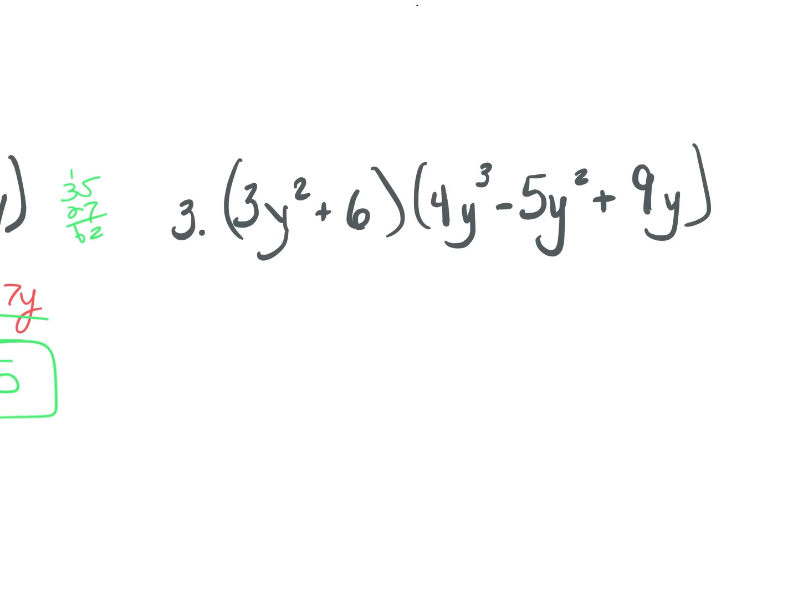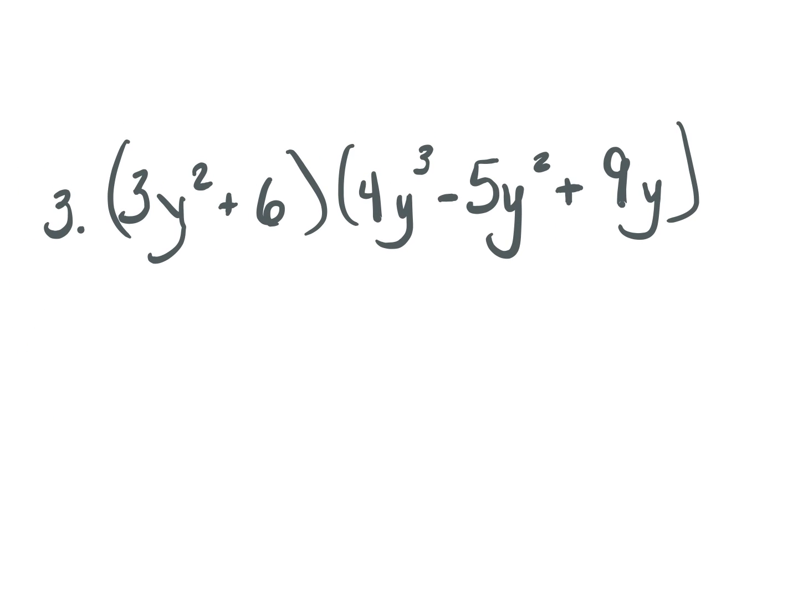All right, let's look at this last one. This one just gets gross, right? You might have some that have two variables, x's and y's. That's fine. You treat everything the same. What you're in a sense doing is you are taking this 3y and you're multiplying everything in that second parenthesis. Then you're going to take 6 and multiply it to everything in that second parenthesis. So just take your time.